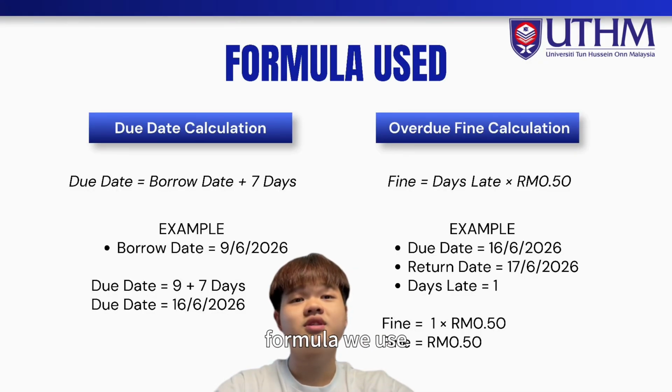Then there are two formulas we use in our system. The first one is due date calculation. The standard borrowing duration is 7 days. So the due date is equal to the borrowing date plus 7 days. For example, if the borrow date is 9th of June 2026, the due date will be 16th of June 2026.